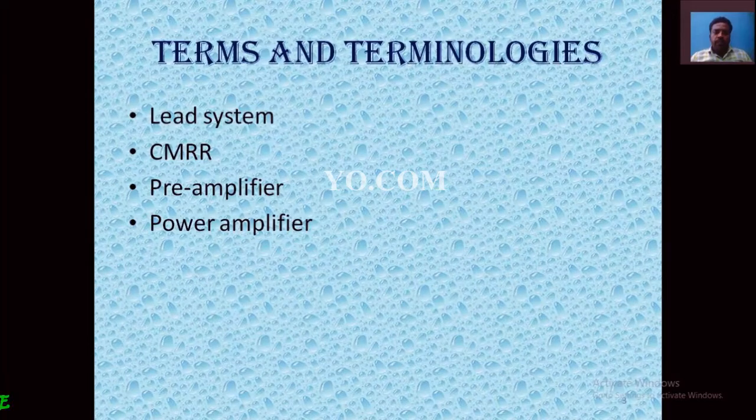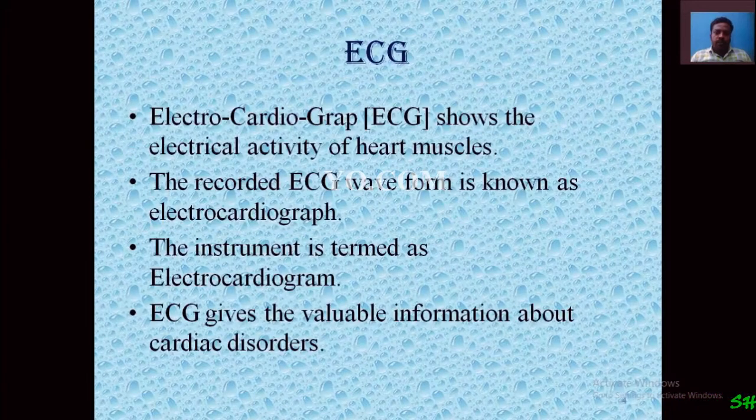The next one is the pre-amplifier. The pre-amplifier is used to amplify the very weak signal coming from the electrodes. The voltage range is in the range of microvolts or millivolts. This weak signal is amplified by the pre-amplifier initially. After that we use a power amplifier. The power amplifier again amplifies the output of the pre-amplifier signal to drive the output devices. So these are the terms and terminologies used here.